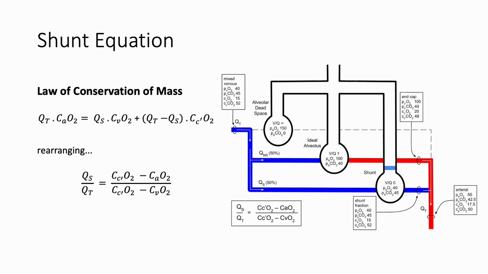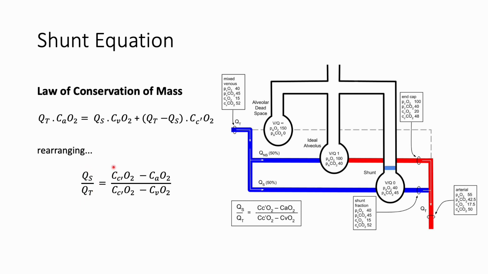Shunt is measured by the shunt equation, which is essentially an expression of the law of conservation of mass. It's saying that the amount of oxygen that's flowing through here, the arterial blood, must equal the amount of oxygen that's flowing through here, the non-shunt fraction, plus the amount of oxygen that's flowing through here, the shunt fraction. And so we start off with this equation, which we can then rearrange to solve for the shunt fraction.